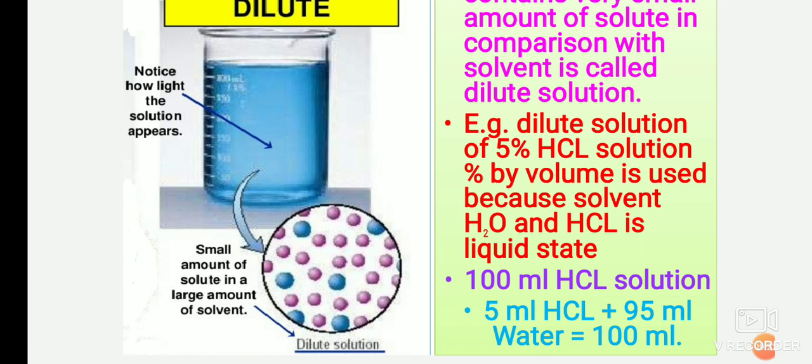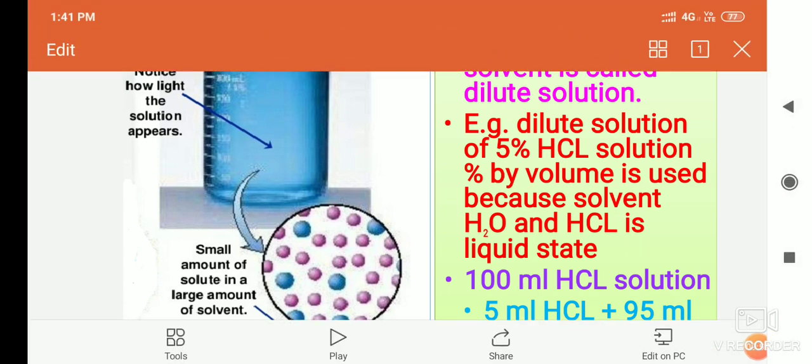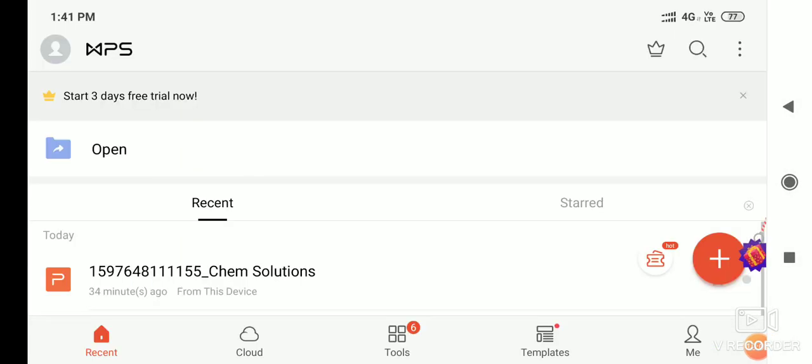In the beaker, there is 100 ml HCl solution. In this solution, the solute, that is HCl, is 5 ml and 95 ml is water. Means the solute is very small as compared with the solvent water. Therefore, the color of the solution is dilute.